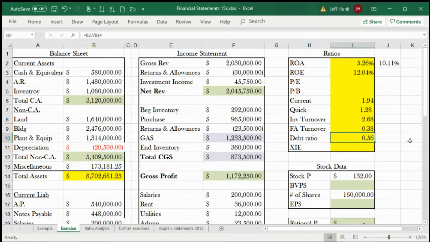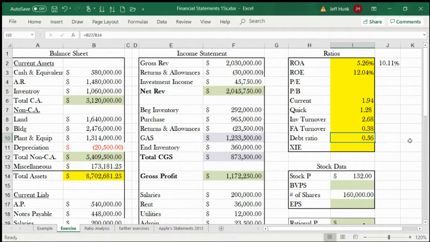Their leverage is relatively high, but any leverage greater than 50% would already be considered relatively high, because there's more debt. This company is financed by more debt than equity. But also, depending on the industry, this may still be a very low number.